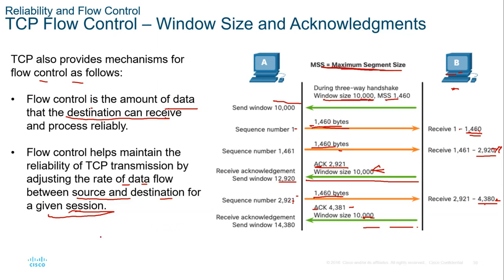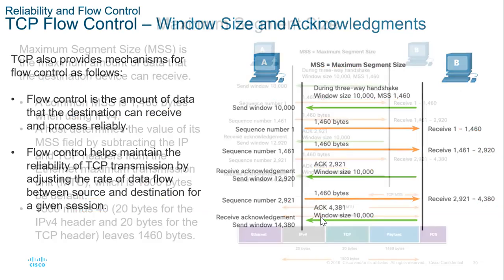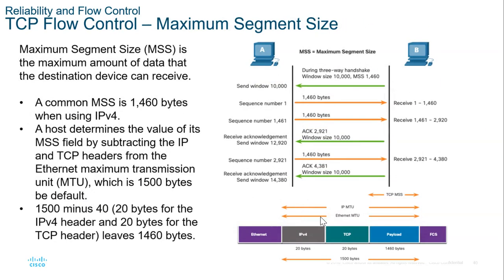So if it received this, then it will process the window size. So still the same on this, it's a continuation. This window size is always negotiated during the three-way handshake. So maximum segment size is the maximum amount of data that the destination device can receive. So common, it's this when using IPv4.